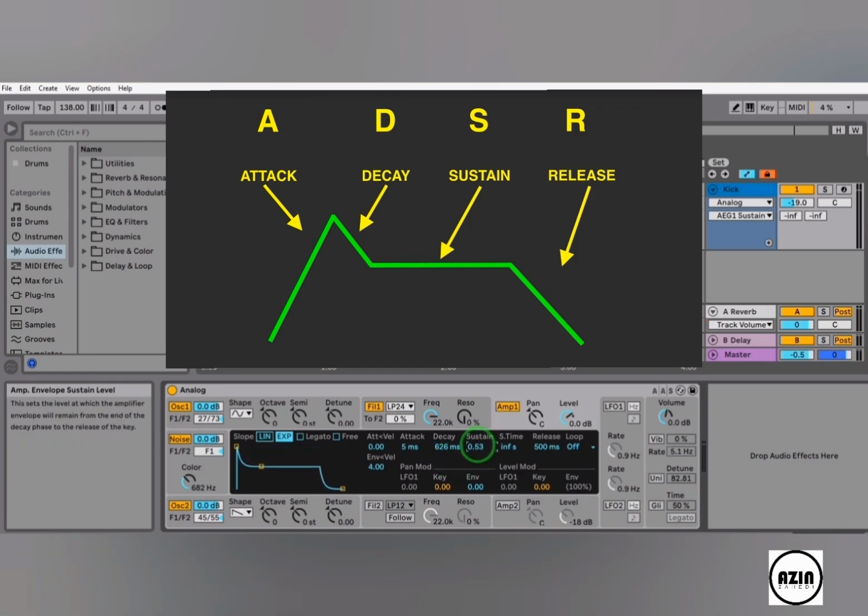5. Sustain, or S. The volume level while holding a key. Pluck 0, bass 0 to 30, it depends on style. Lead 50 to 80. Pad 80 to 100%. Sustain equals how continuous the sound feels.